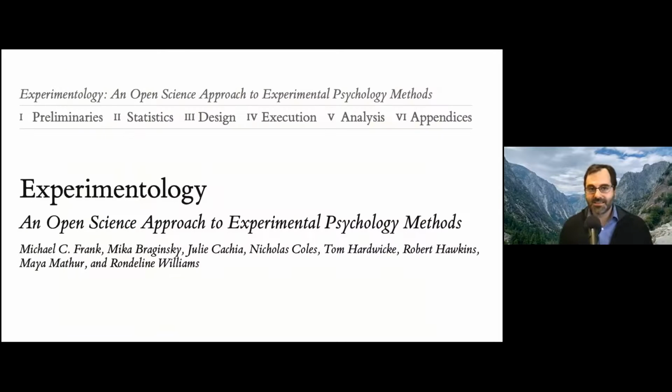I'll end by saying that our in-progress project is to write a broader book called Experimentology, an open science approach to experimental psychology methods. We're moving towards trying to get a shareable first draft of this book, which I'm using for my Psych 251 course now. The goal of this book is to really provide an introduction to the kinds of workflows that I think are critical for a working scientist to try to avoid the errors that I've documented here.